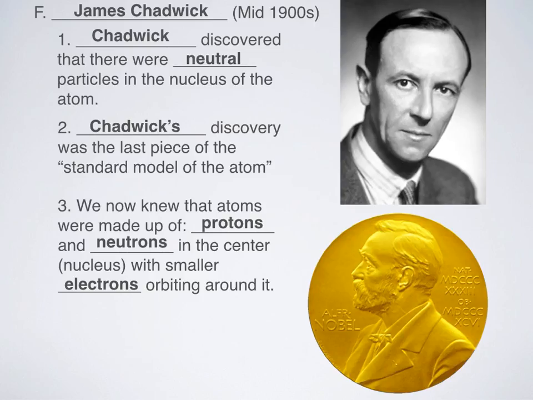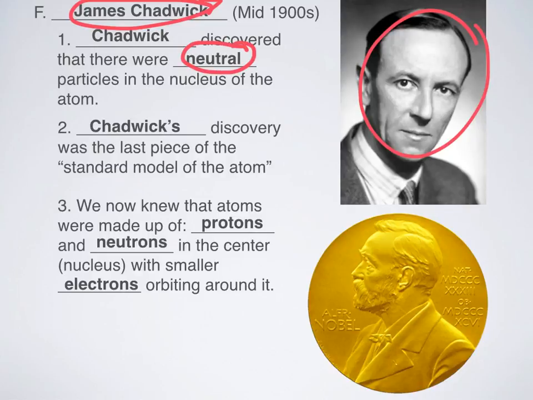Now, our final scientist, and it gets a little complicated, so we're not really going to talk about his experiment, is named James Chadwick. And so, in the mid-1900s, Chadwick discovered that there are actually neutral particles inside of the nucleus of the atom, and it really was the last missing piece of the standard model of the atom. And yes, Chadwick, in addition to both J.J. Thomson and Rutherford, won a Nobel Prize for this.